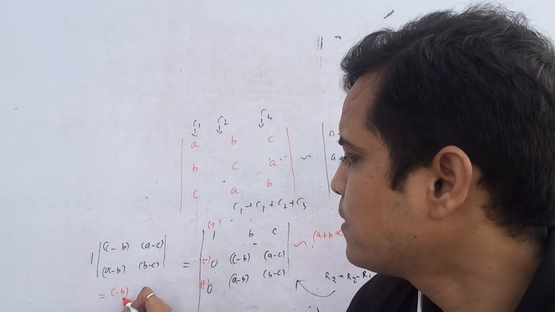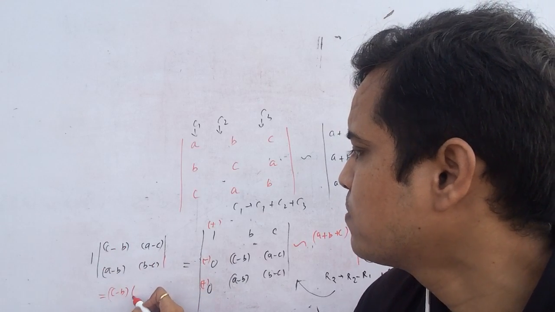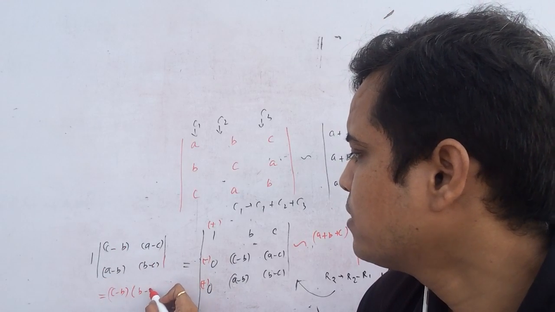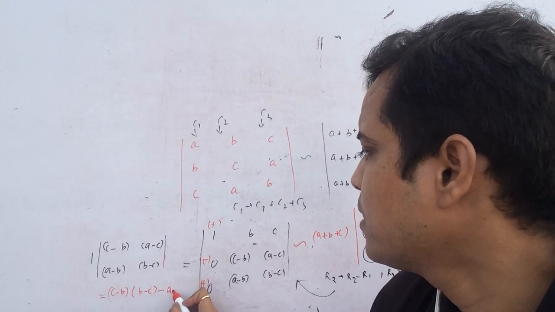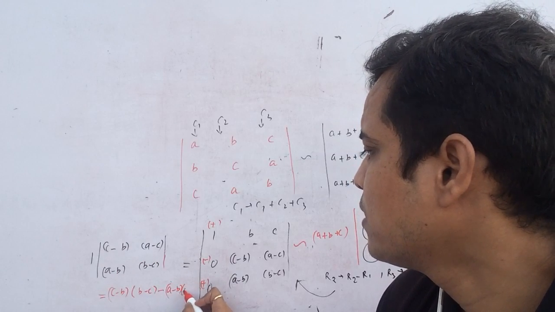So expand this, left cross minus right cross: c minus b, b minus c, minus a minus b, a minus c.